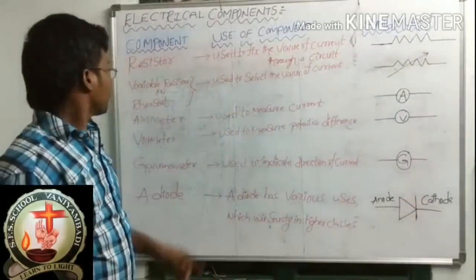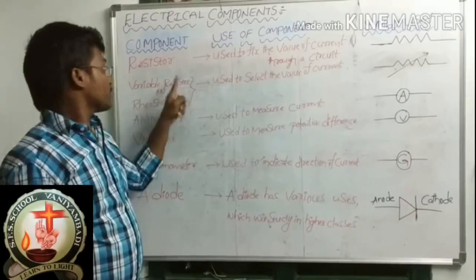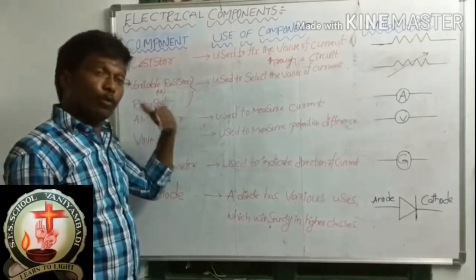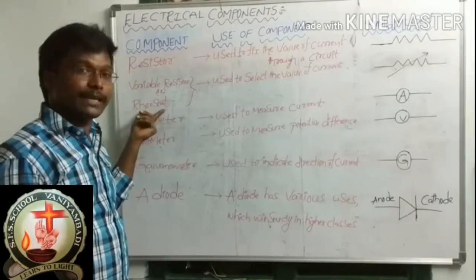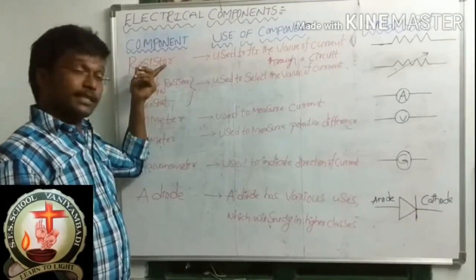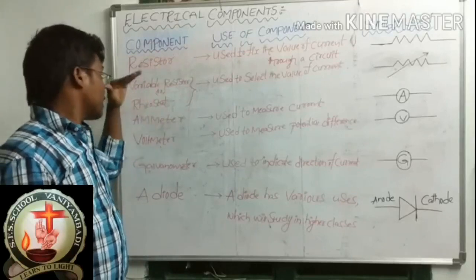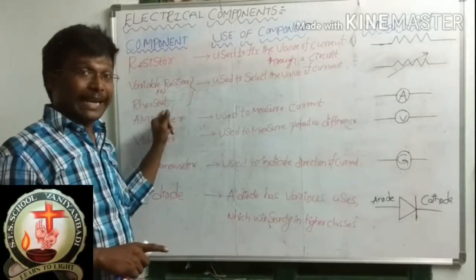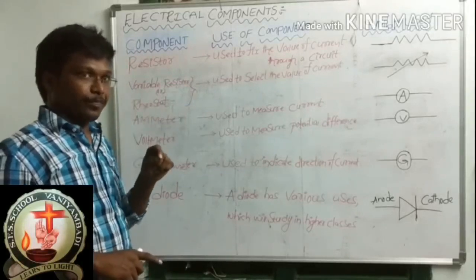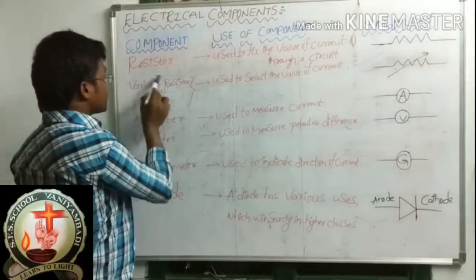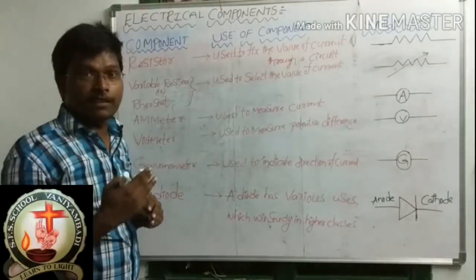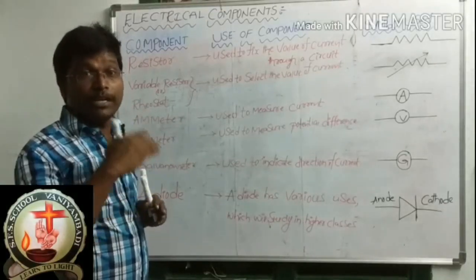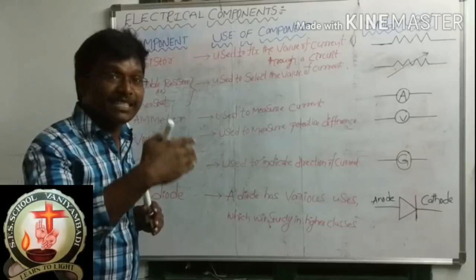Okay, next one, variable resistor. It has one more name also. That name is rheostat. First one was the resistor. This is over. Next component is variable resistor or rheostat. Both are the same. Here, what does variable mean? Not fixed. Variable means changing.